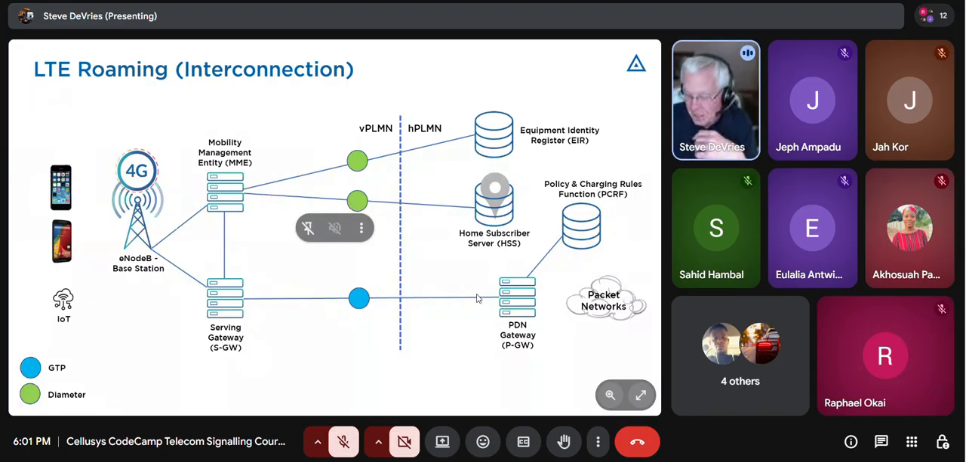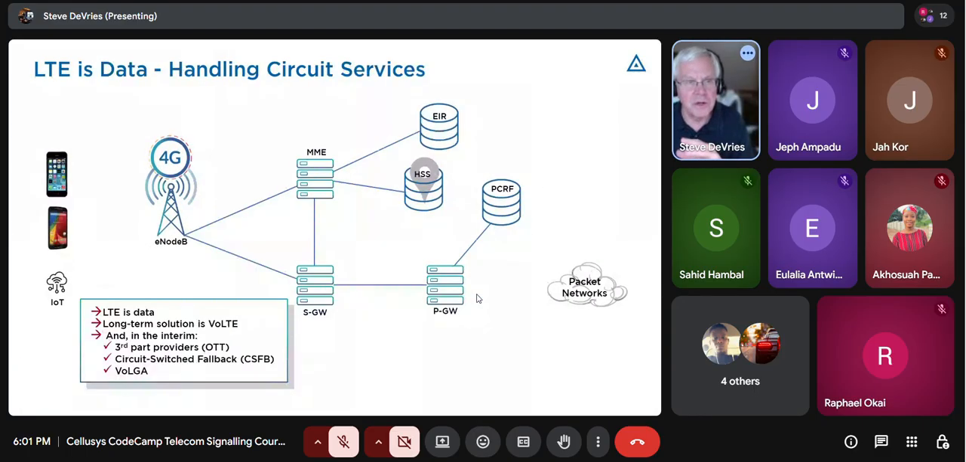Okay. So that's the data tunnel called for interconnection. Now, you still have to do circuit services. So if 4G and beyond is strictly data, how do you handle things like voice? How do you handle short message service when you are 4G? Well, there's a couple different ways. So LTE is data, only data.